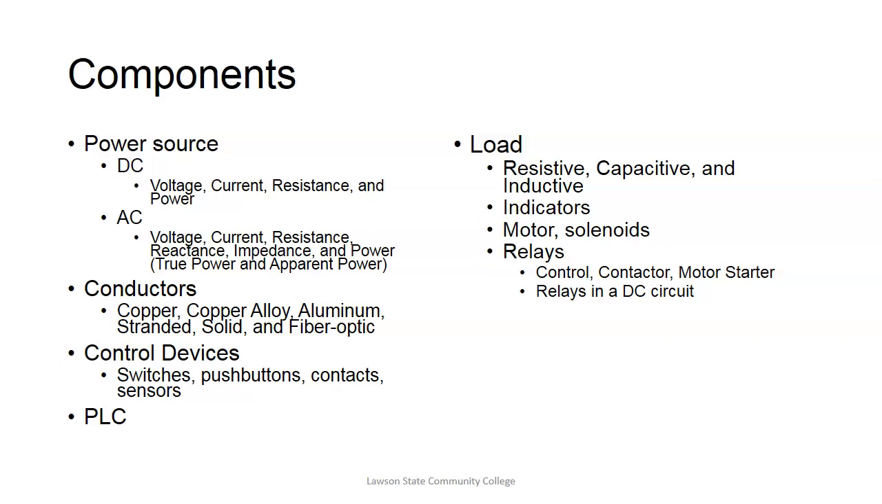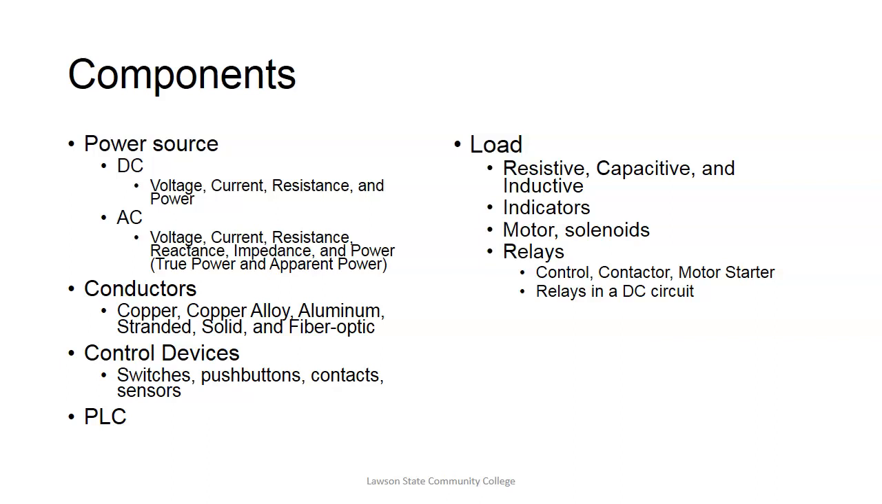AC, this is voltage or current, resistance. We've got basically the same thing. We've got power, but in AC we have voltage, current, resistance, and then we have something called reactance, impedance. And we have two types of power in AC. We have what we call true power and apparent power. So anybody that tells you that AC and DC are the same has no idea what they're talking about. They are not the same.